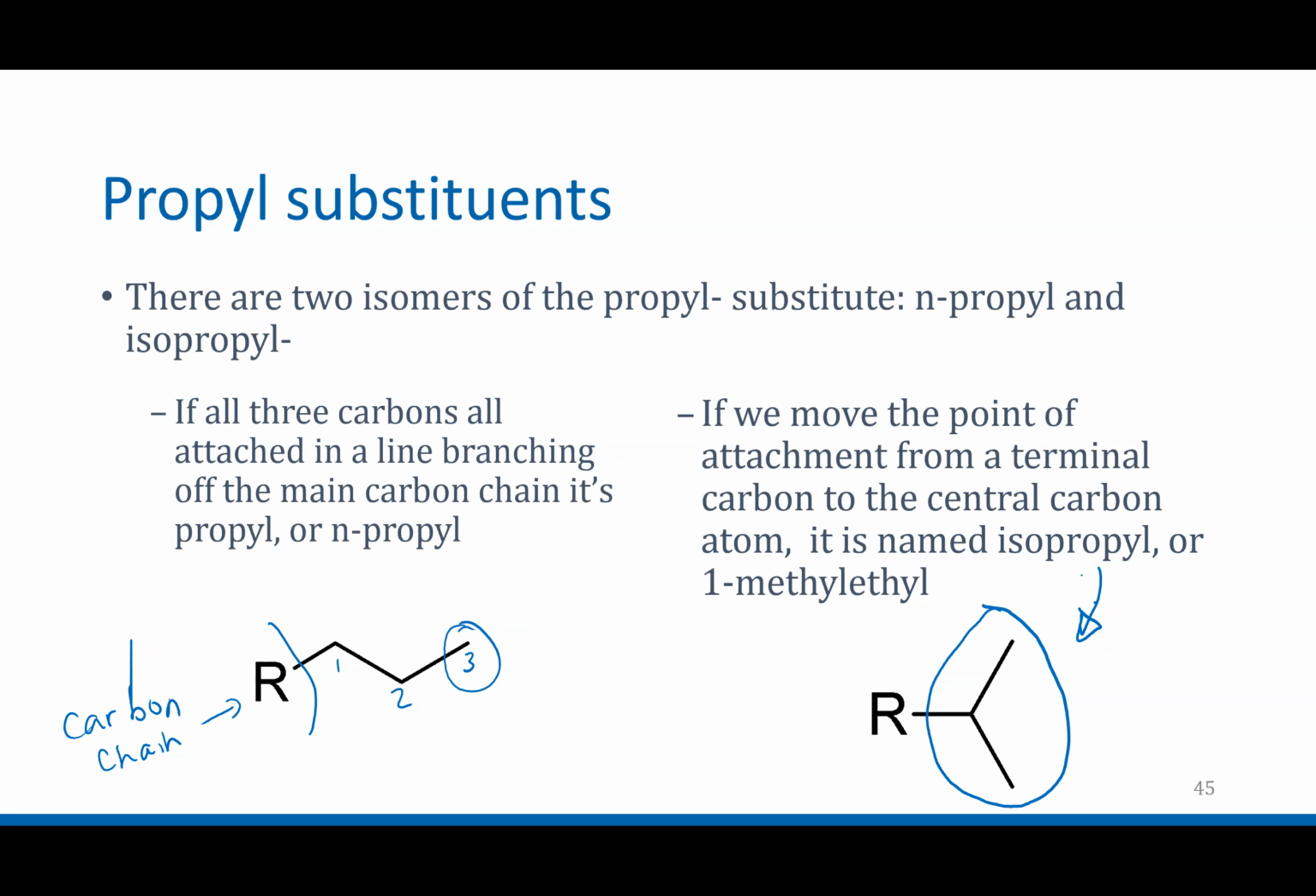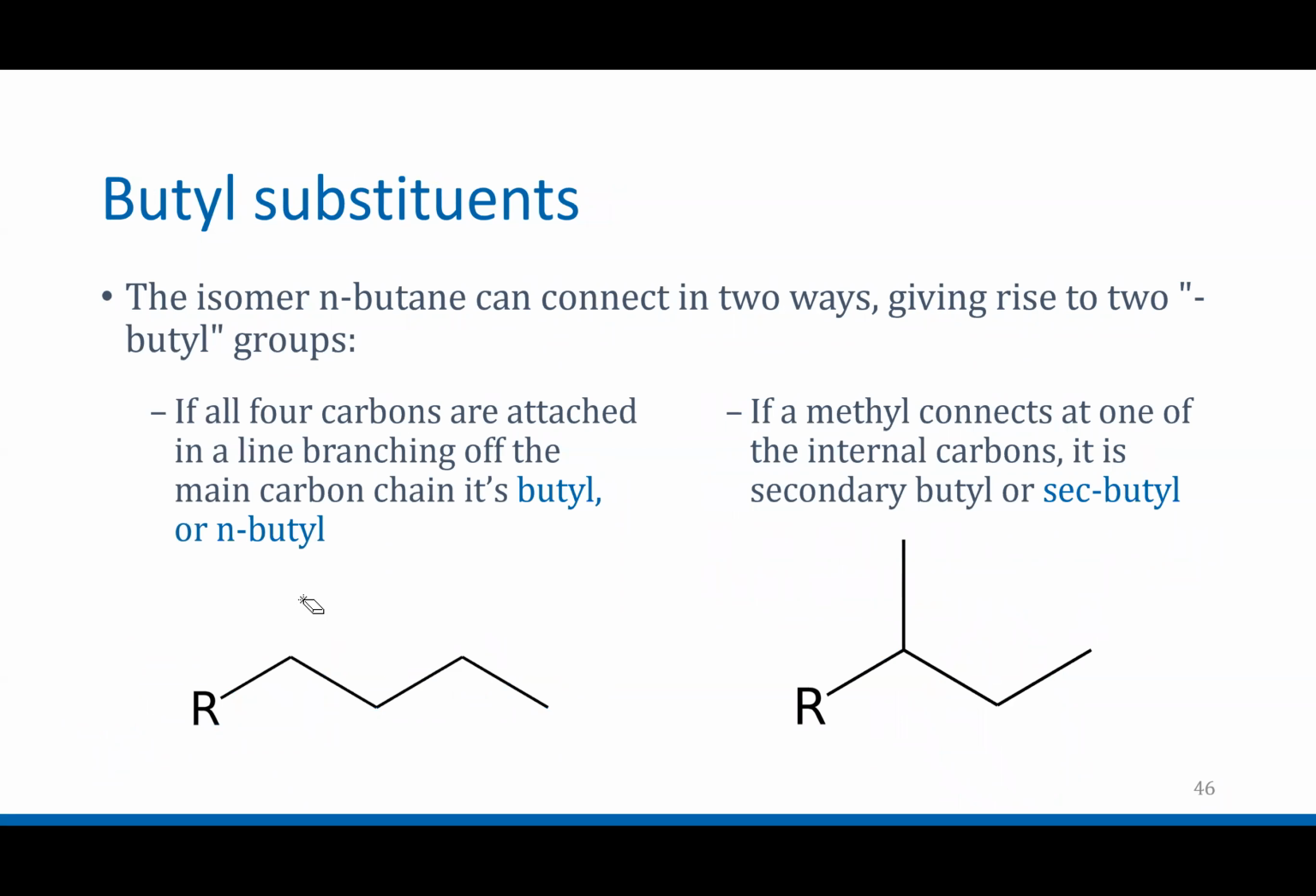So again, if you move the point of attachment from a terminal carbon to the central atom, so if I take the third carbon I'm circling here and stick it off the second one, or sorry, stick it off the first one, I should say, this would be isopropyl. Okay, that's it. So the propyl only has one isomer, and when it's bonded to something, we can call it isopropyl.